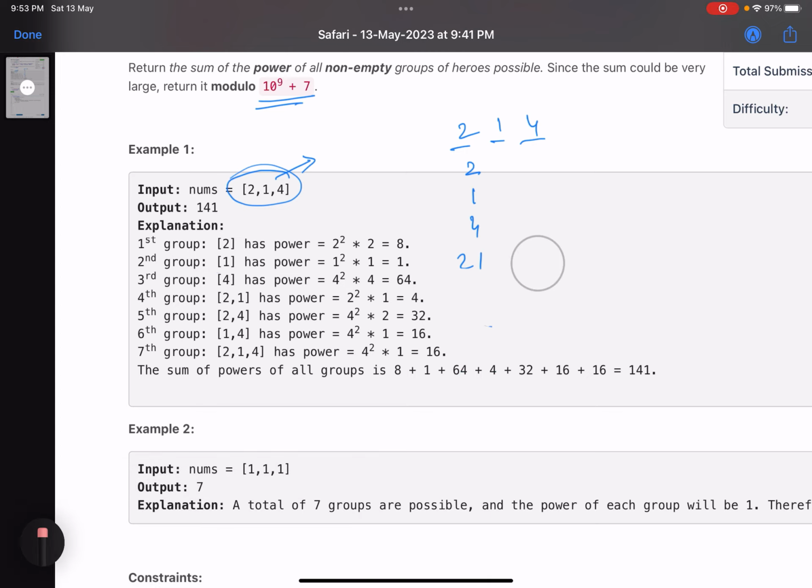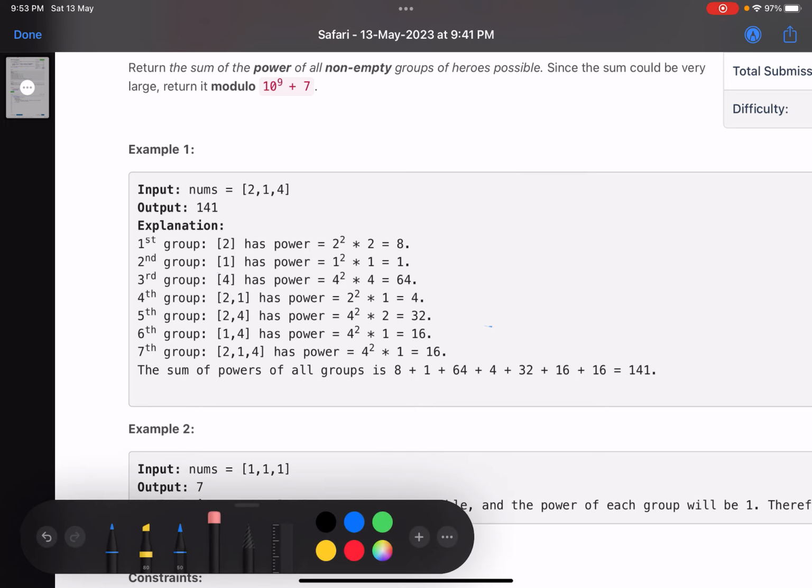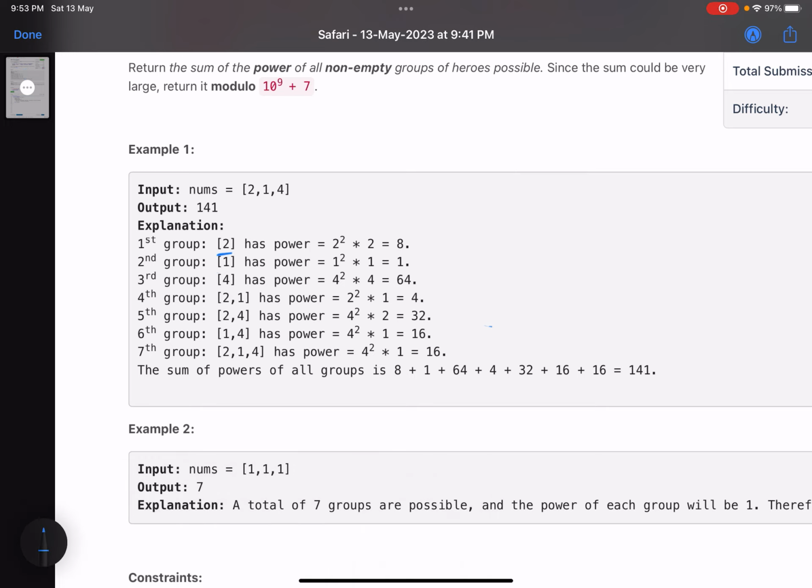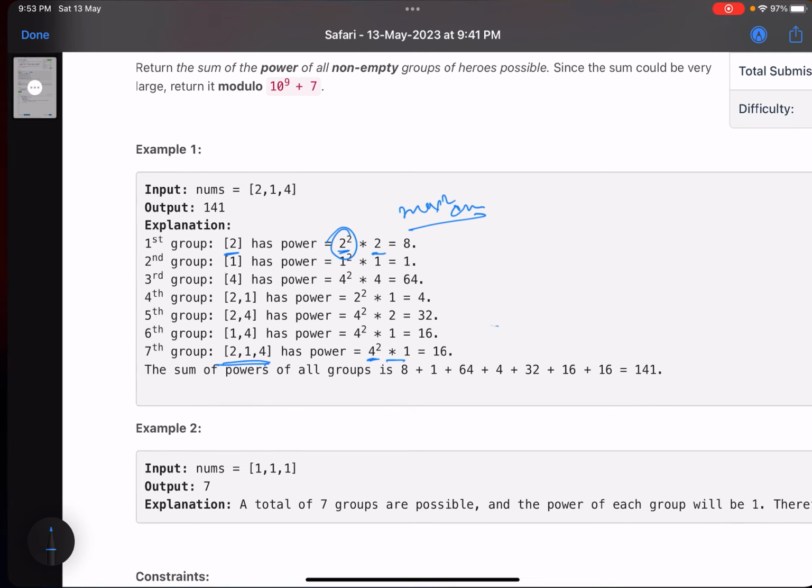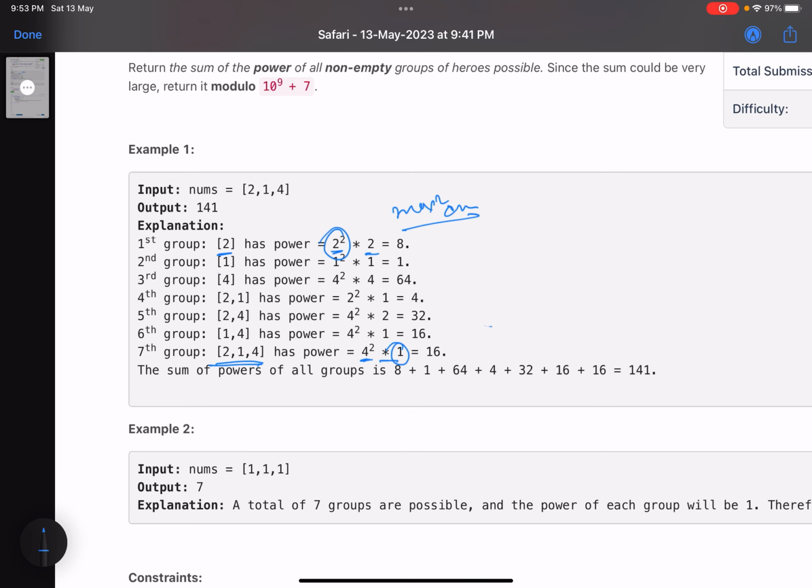So these are the subsequences you generate, and now for every subsequence calculate the power. What is the power? For example, if my subsequence is 2, the power is whole square of the maximum element. Here maximum is 2, so whole square of 2. Then what is the minimum element? It is 2, so you just multiply it by 2. It is basically max square into min. Like for 2 1 4, what is the max element? It is 4, so 4 whole square into the min element, which is 1. So for all these subsequences, generate the powers and add them, and that is your final answer. This is what the problem is trying to say.